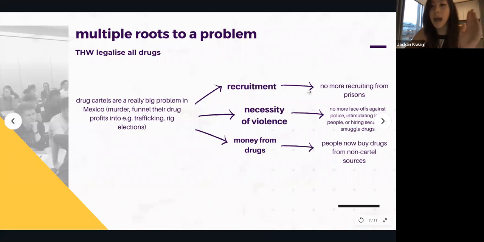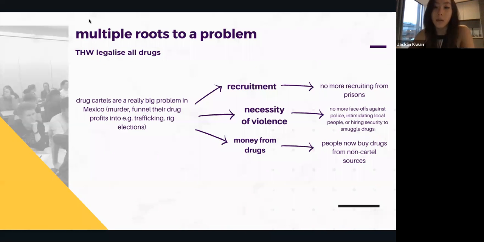And this is how you can change each root. You can tell me that actually, by legalizing all drugs, drug mules are never put in prison. They never become hardened criminals, and they can never be recruited to do worse things than drug muling, right? So drug cartels can no longer recruit from prisons. So that root is solved. Then you can say because we legalize all drugs, you just don't need to have face-offs with the police. You don't need to hire security to smuggle drugs anymore. And so the violence entailed in trafficking drugs just goes way down. Less people die because of the drug trade.